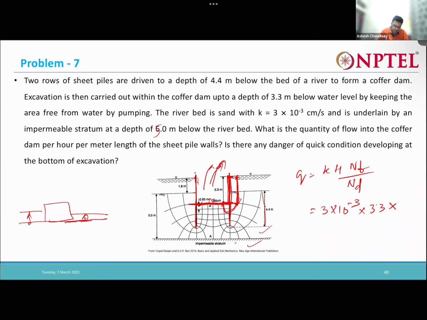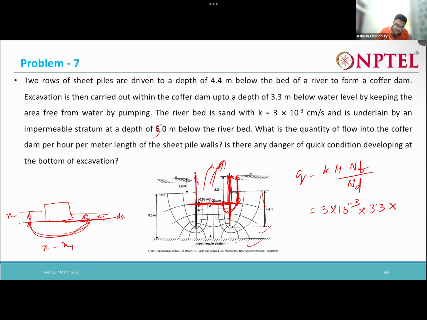Previously, this was the datum. Here say you had x, here you had x1. So you did x minus x1. This one is the head difference between the upstream and the downstream. Now here this is my upstream and this is my downstream. So 3.3 minus 0 will give me 3.3 only.